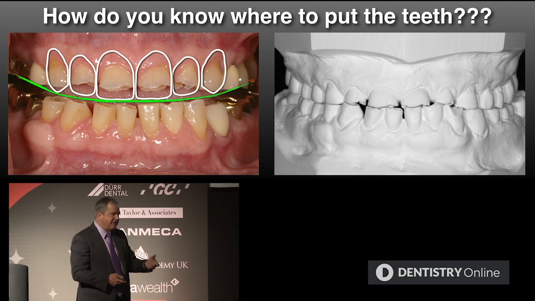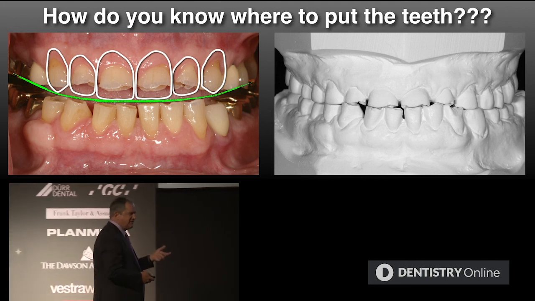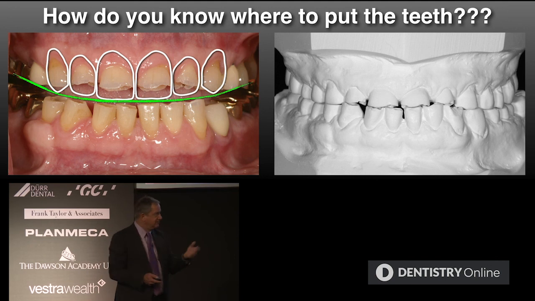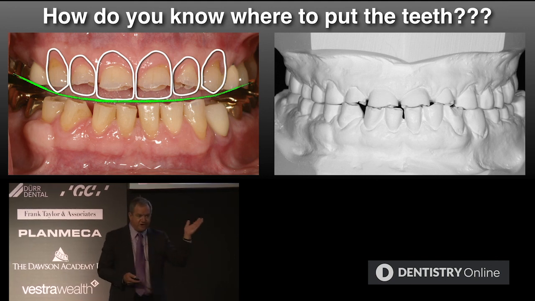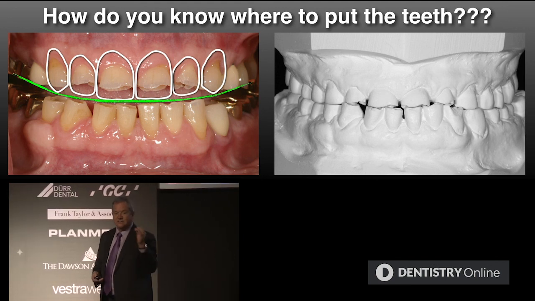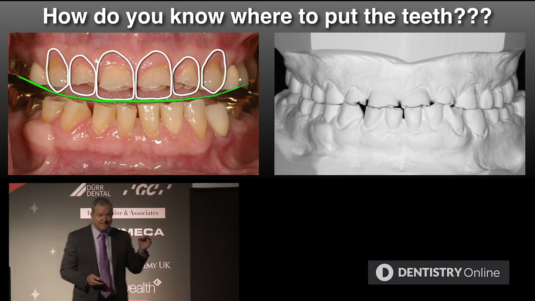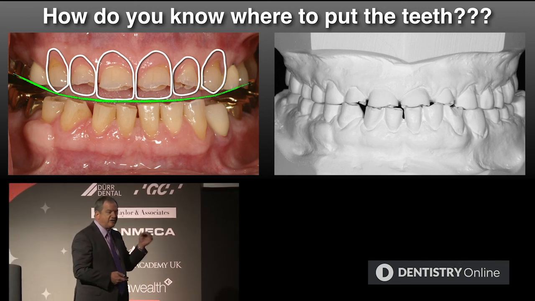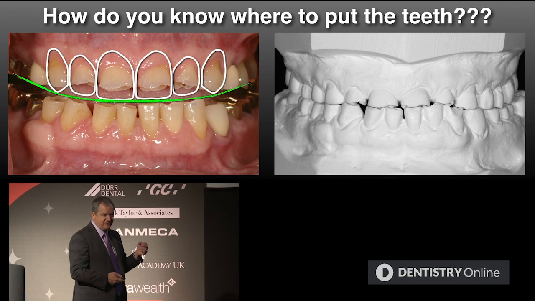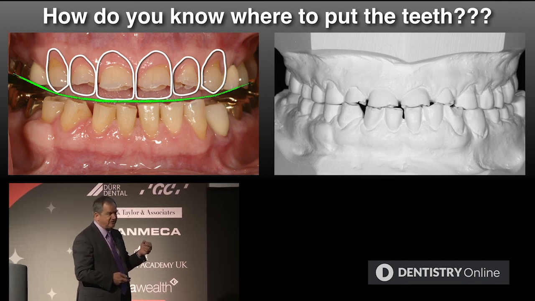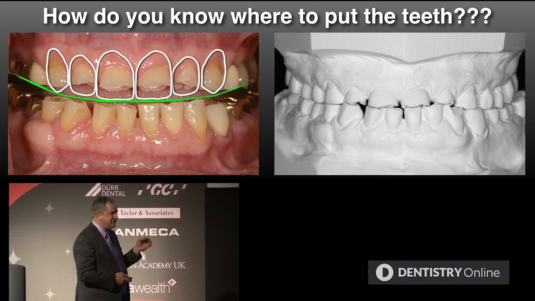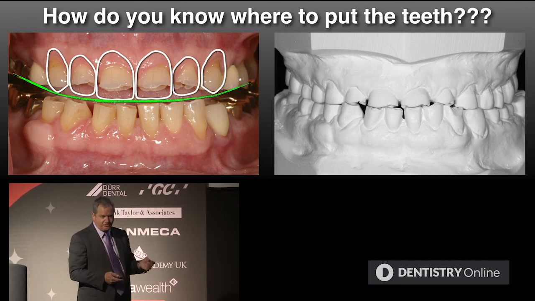The next time you pick up those models, what I'm going to suggest is that the first thing you have to do is answer the question, where should the teeth go? Starting with the maxillary teeth, starting with the maxillary central incisors, just like a denture. Because until you establish maxillary tooth position, you cannot develop the occlusion.